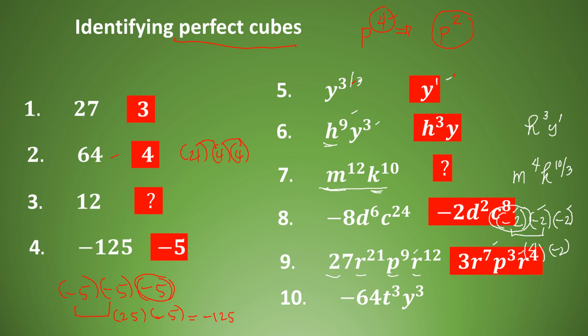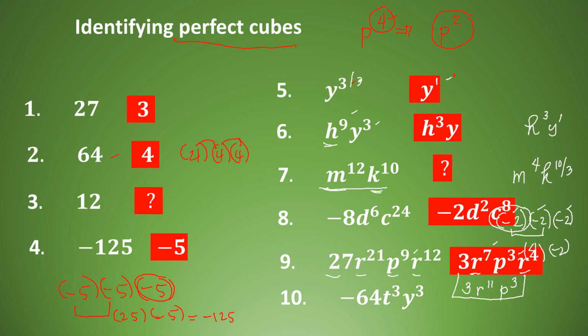But remember, the r to the 7 and the r to the 4 can still be simplified using the law of exponents, the first law of exponents. So therefore, this will become 3r to the power of 11 because 7 plus 4 is 11, and then p to the power of 3. So therefore, this is the final answer in number 9.